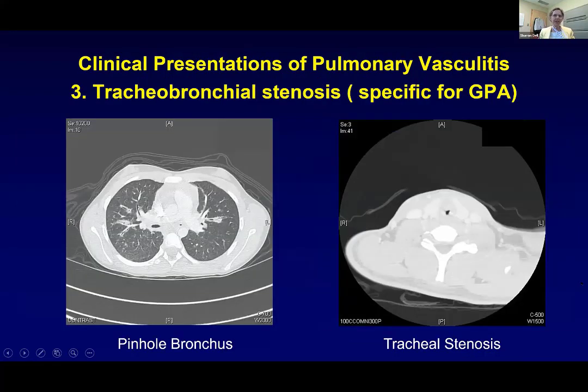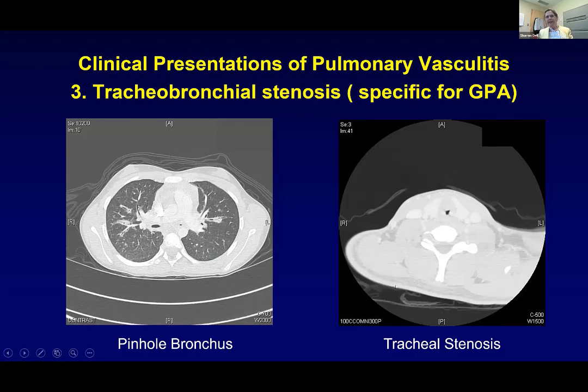And then the third presentation is with tracheobronchial stenosis. And this is quite specific for GPA as well. On the left window here, we see a CT scan from a child who has a pinhole bronchus in the left main stem bronchus, okay? This child actually eventually lost her left lung because, this was before we recognized tracheobronchial stenosis as a problem in kids with GPA, this stenosis progressed to complete obstruction and she actually lost her left lung.